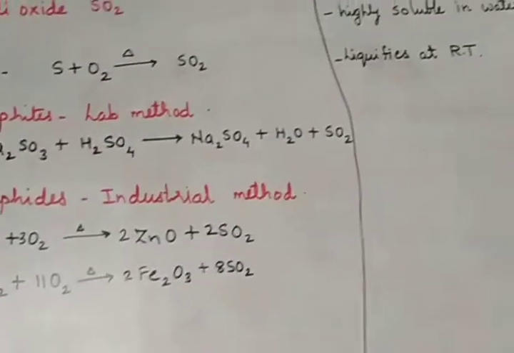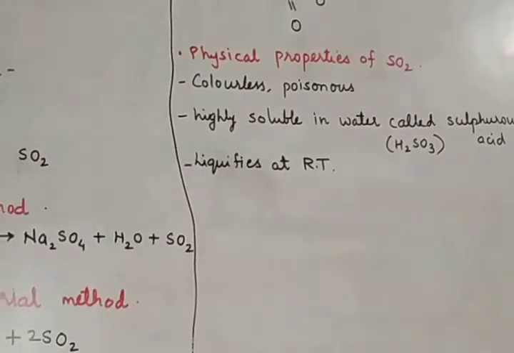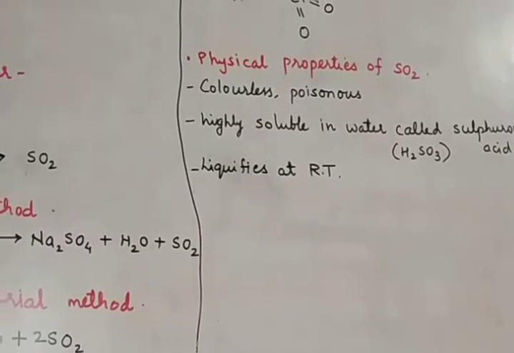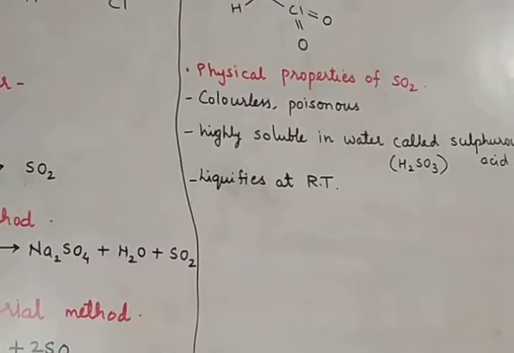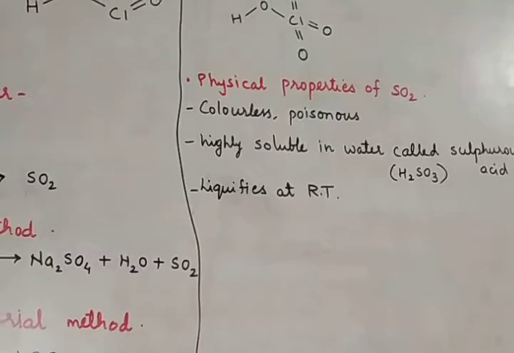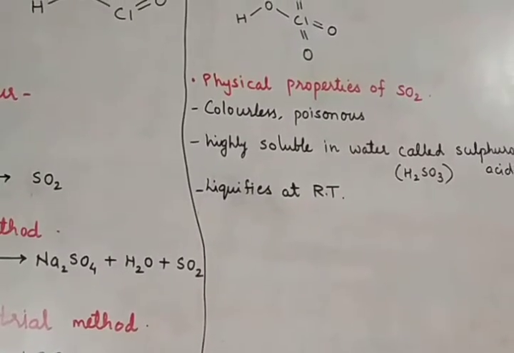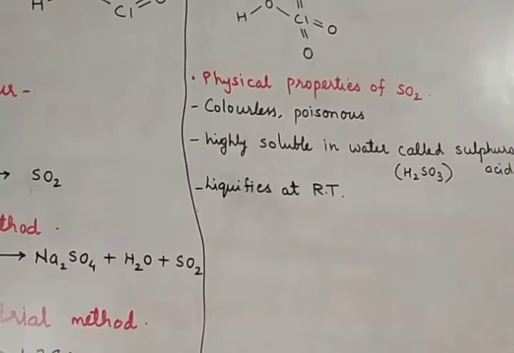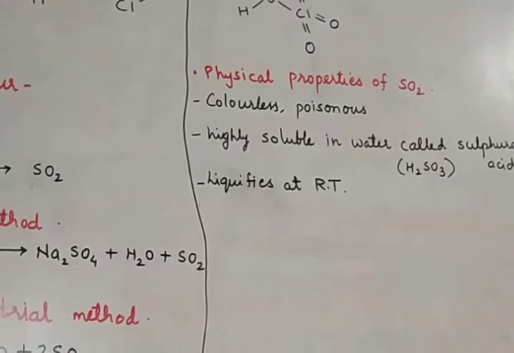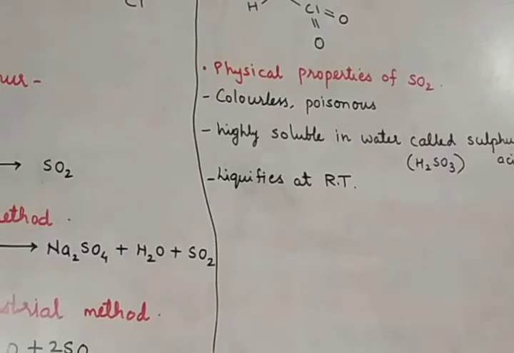Now come to the physical properties of SO2. In physical properties, you will find that SO2 gas is colorless and poisonous in nature. It is highly soluble in water, which forms sulfurous acid: SO2 plus H2O forms H2SO3, which is sulfurous acid. And the third physical property is that it liquefies at room temperature. This gas can be converted into liquid at room temperature only.